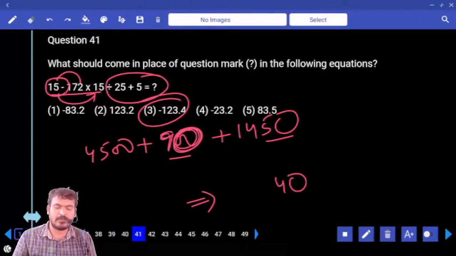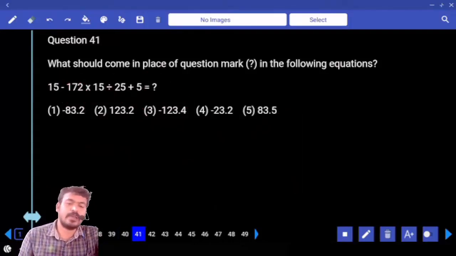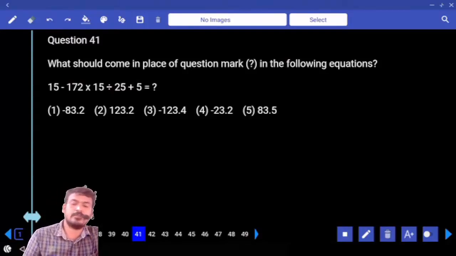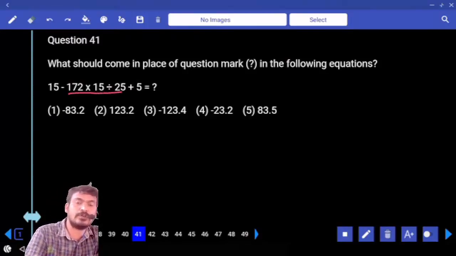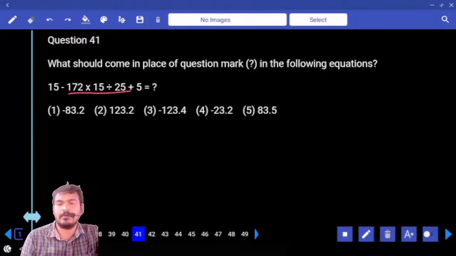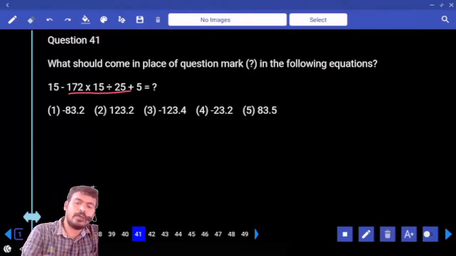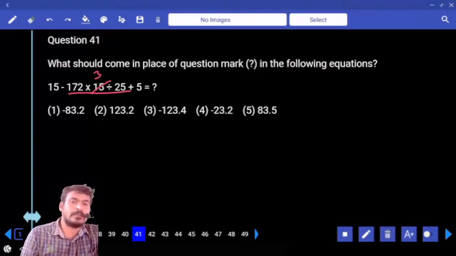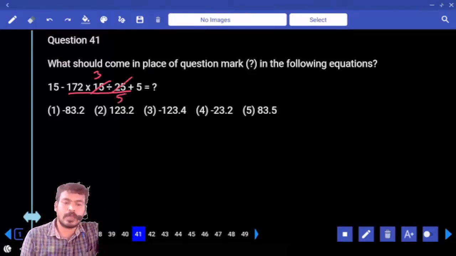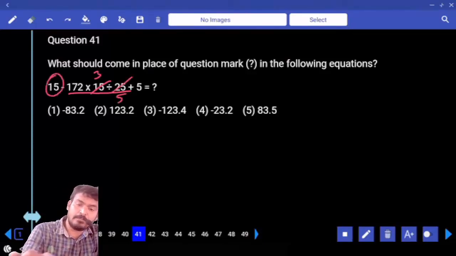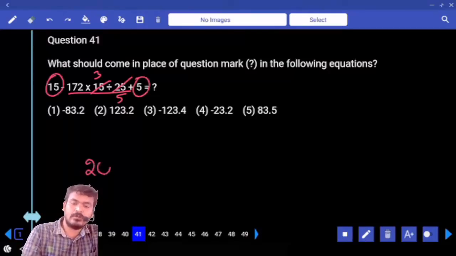Next, question number 41. 15 minus 172 into 15 divided by 25. First priority, 172 into 15 divided by 25. 5 how many times 15? 3 times. 5 how many times 25? 5 times. Okay. Already 15 plus 5, total how much? 20.